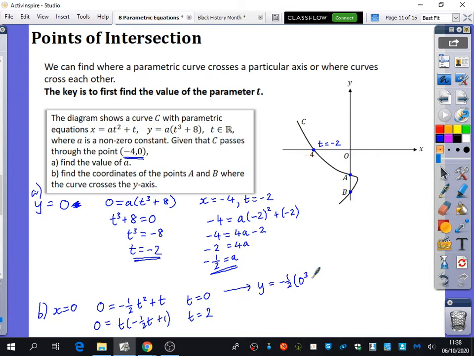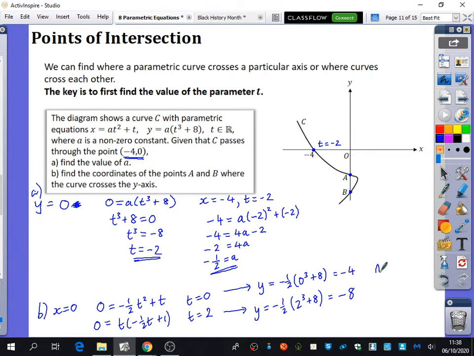T cubed is 0 cubed plus 8. So that's just going to be minus a half times 8, which is minus 4. And when t is equal to 2, y is minus a half, 2 cubed plus 8. So that's 2 cubed plus 8, which is 8 plus 8, which is 16. 16 times minus a half is minus 8.